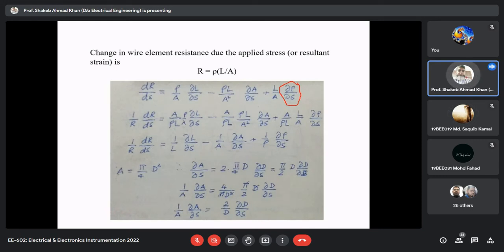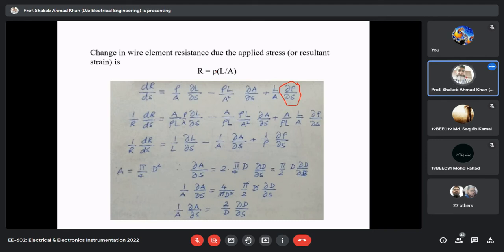Now, if you are having copper, it will have a certain value of resistivity. If you have aluminum, another. So if you are having the same length and cross-sectional area of a copper wire and the same length and cross-sectional area of an aluminum wire, both will have different resistance because length and area are the same, but the value of resistivity differs.